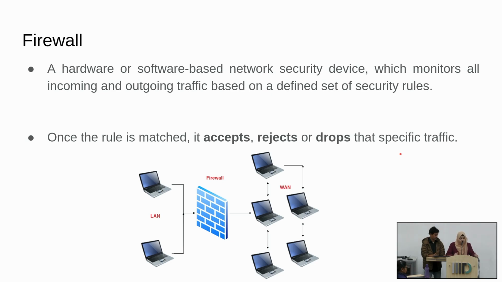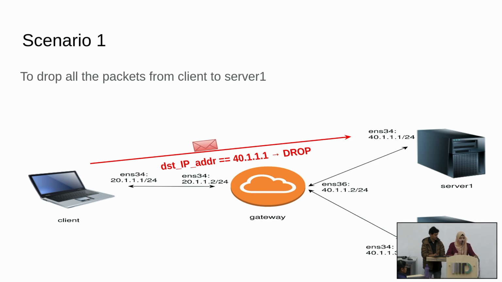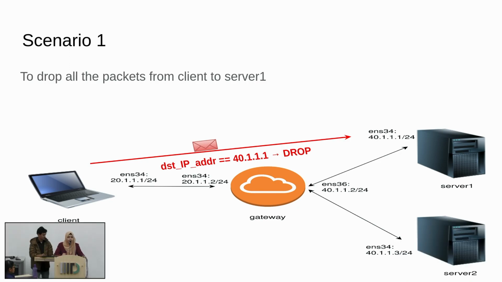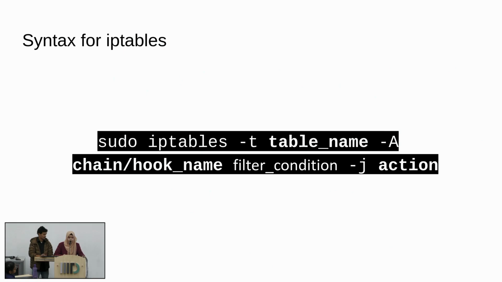Let's get back to the scenario first, where we wanted all the traffic from client to server 1 to get dropped. Now you know the tables, 3 tables present, you know the hook names, the 5 hooks present. You also know the general syntax of writing a command. I would now like you to please help me in writing the command. So if we get back to the syntax in the previous slide, we will be using sudo iptables, right?